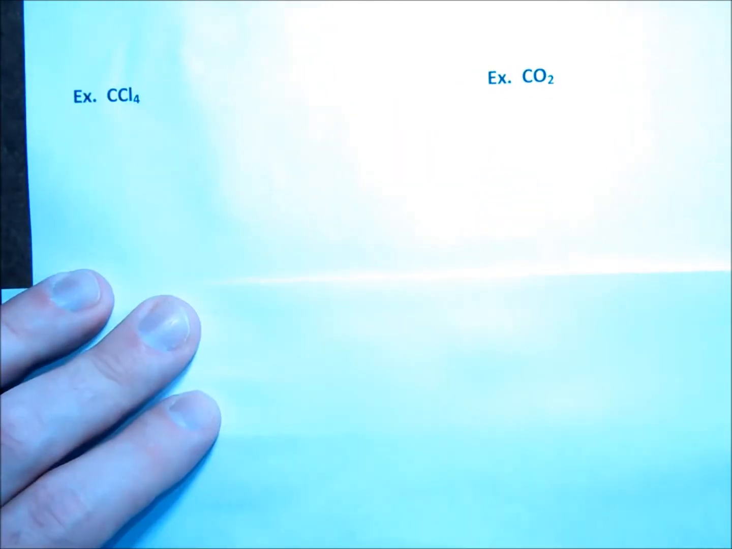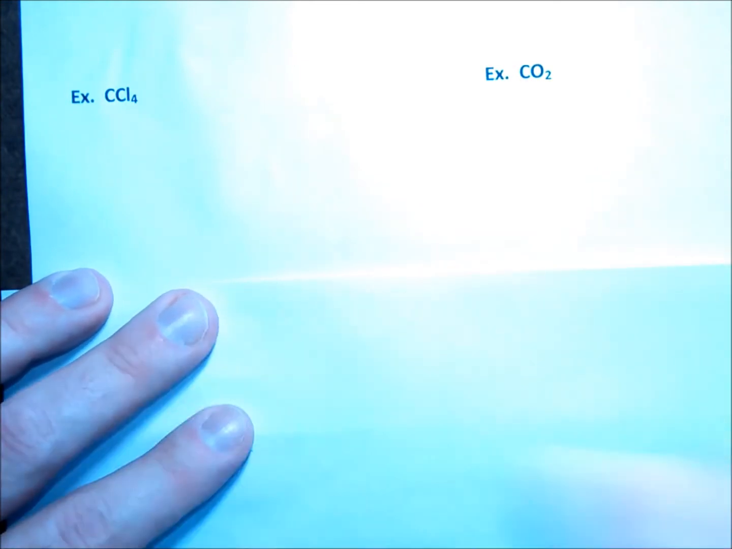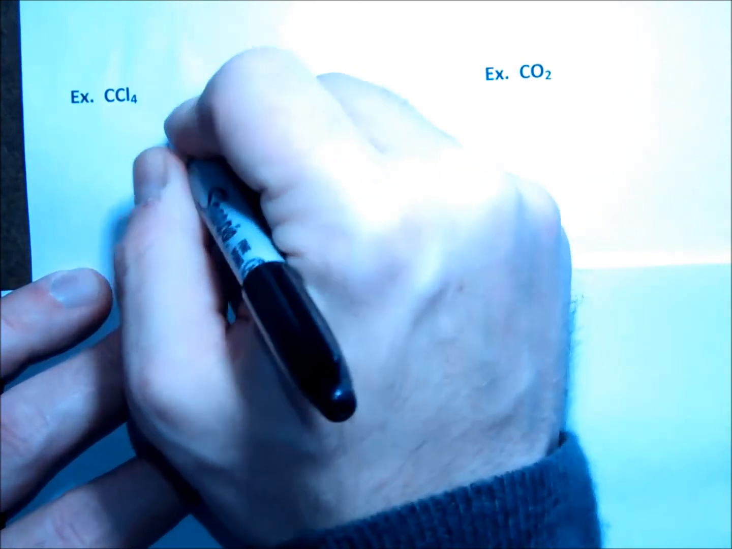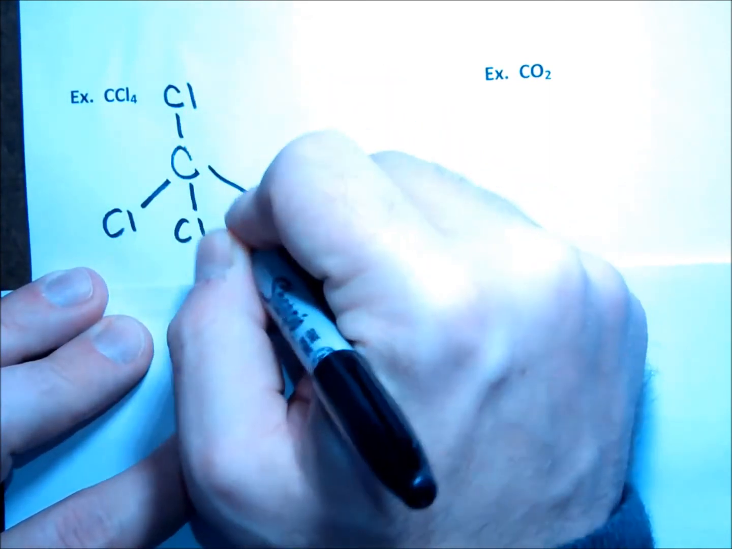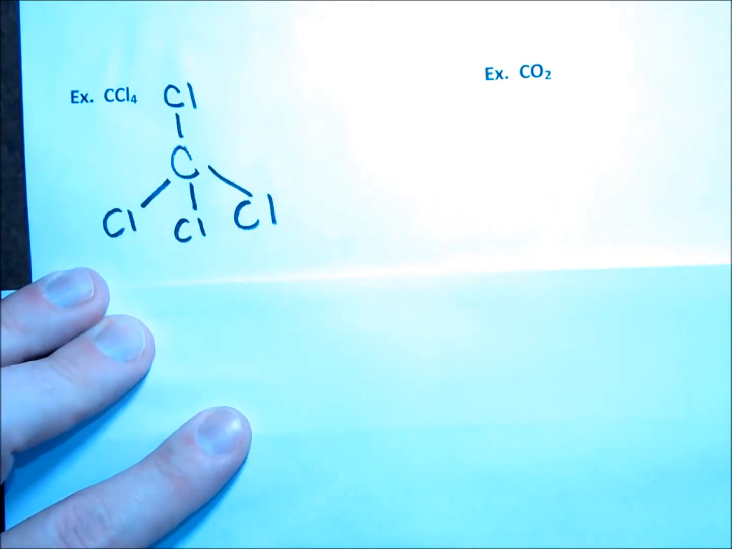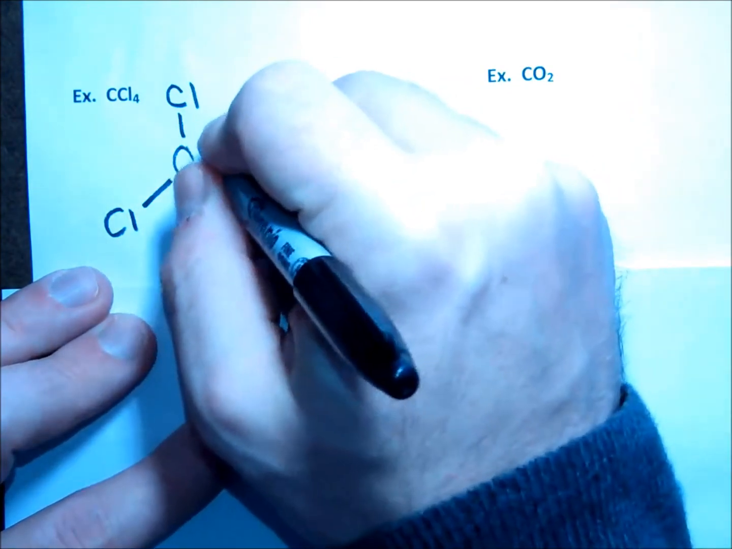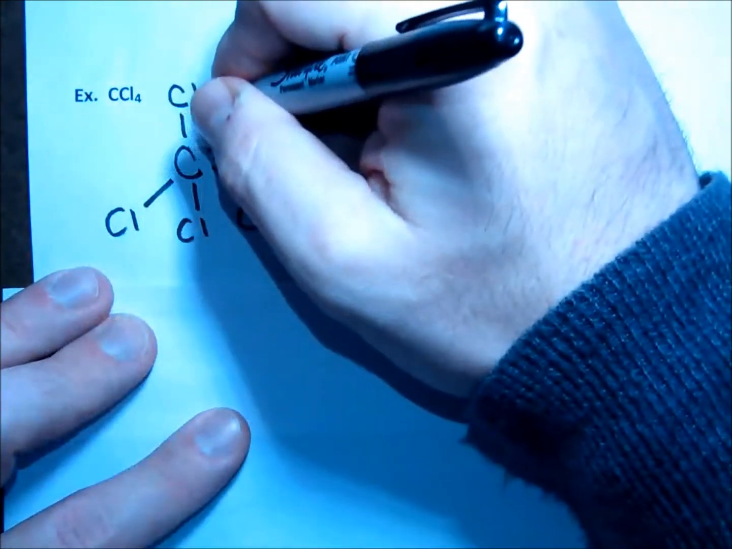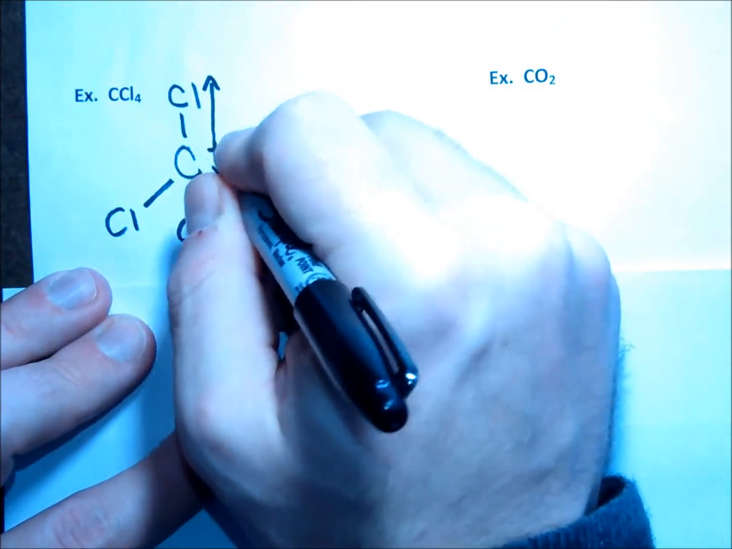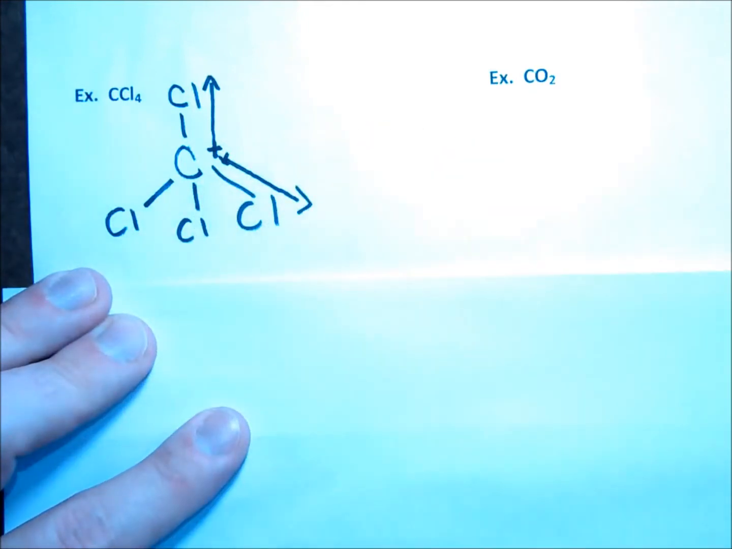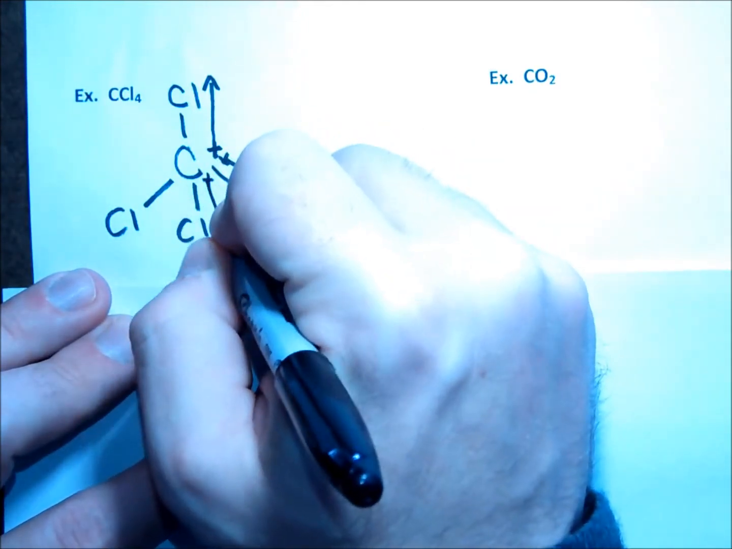Let me get situated. Alright, so we have here carbon with four chlorines around it, so you should know it's a tetrahedral. You should draw it like that. If you look at your electronegativities between carbon and chlorine, carbon is the one that's more positive, so the chlorine is going to be the one that's more negative. So each one of these bonds, the arrows would go like that.